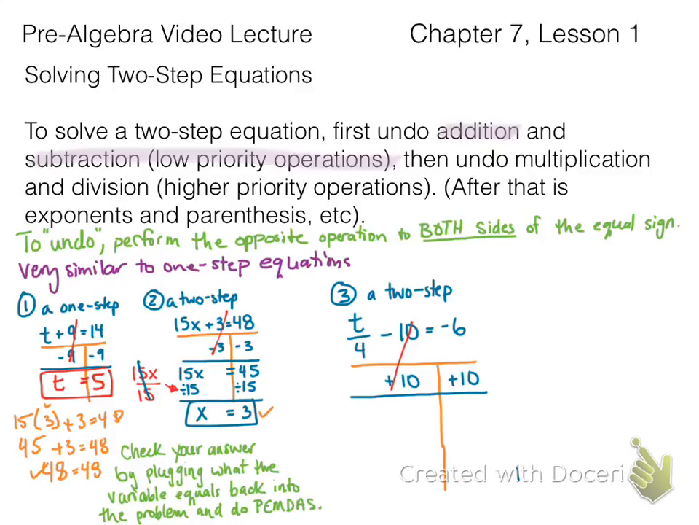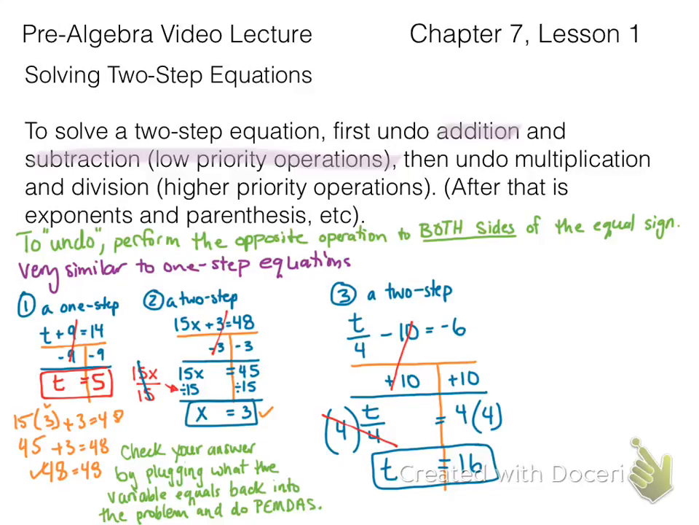The only thing is we have to keep things balanced. So what I do on one side, I have to do on the other. Hence why negative 6 is now being added with 10. So negative 6 plus 10 is 4. And I still have the t divided by 4 on the left side. So how do I undo divide by 4? Well, the opposite of division is multiplication. So I'm going to multiply by 4 on both sides. A multiply by 4 and a divide by 4 annihilate each other, leaving me just t, and t equals 4 times 4, which is 16.